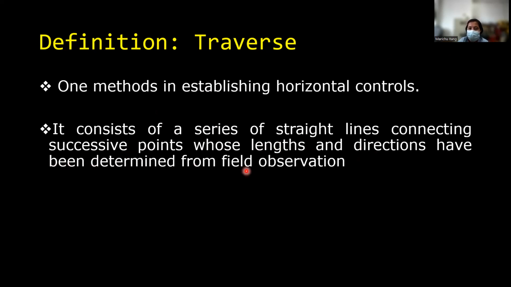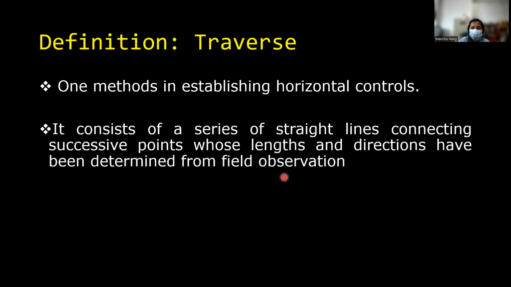So don't forget the illustration I showed earlier, right? A series of straight lines like AB and BC, connecting successive points, point A, point B, and then point C, where the lengths, the 100 meters and 200 meters, are the length of each line, and then direction. When you say direction, it could be the bearing of the line, or it could also be the azimuth of the line. So the bearing and distance are observed in the field observation.